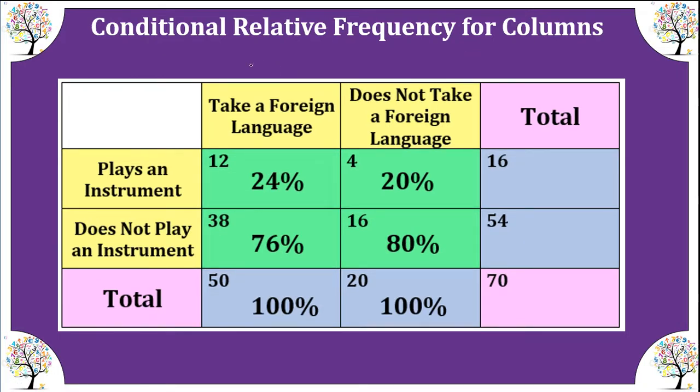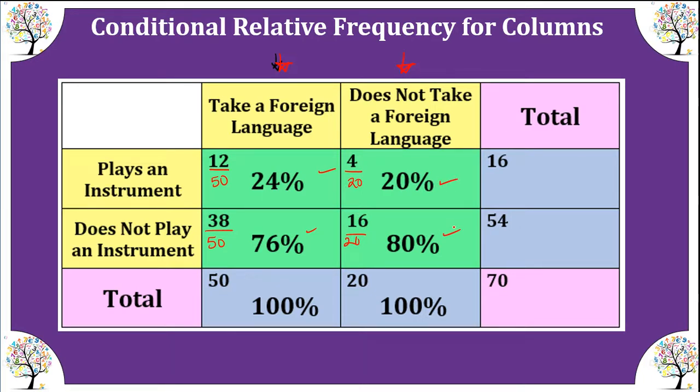This one is our conditional relative frequency by column. So this time we are dividing our part by the total of the column. So here we're dividing these entries by 50 and multiplying by 100 to get these percentages. This column we are dividing by 20 and then multiplying by 100 to get these percentages.